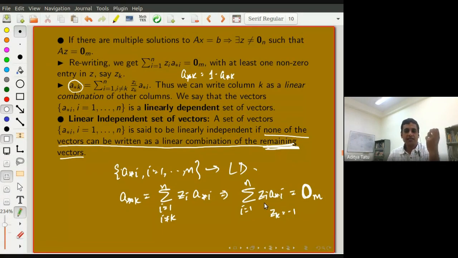And where zk is just -1, right? So if I have a linearly dependent set of vectors, it is possible to get a non-zero linear combination of these vectors such that the linear combination is equal to the 0 vector. As long as I have a linearly dependent set of vectors, using some non-zero scalars, it is possible to construct 0 as the linear combination of these vectors. That is how I will interpret this equation.